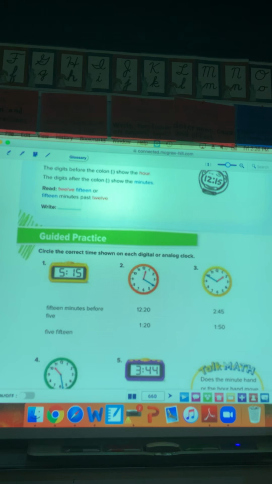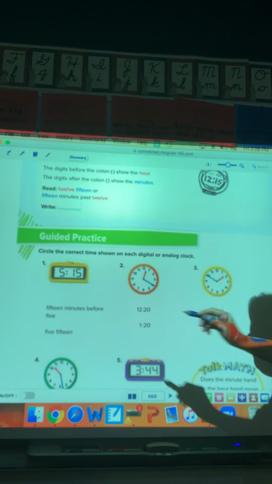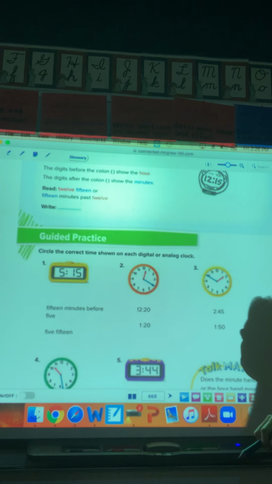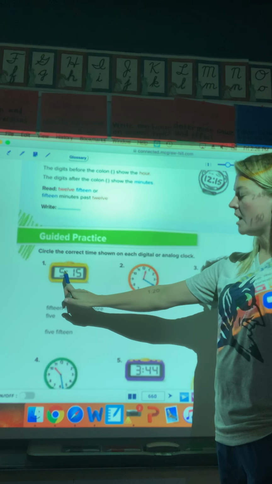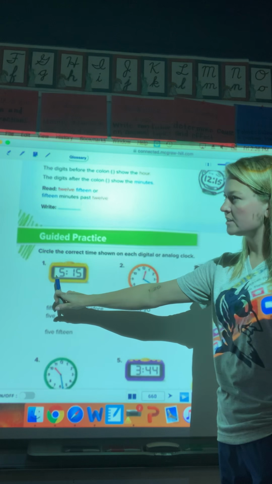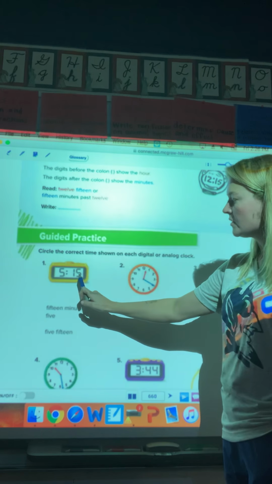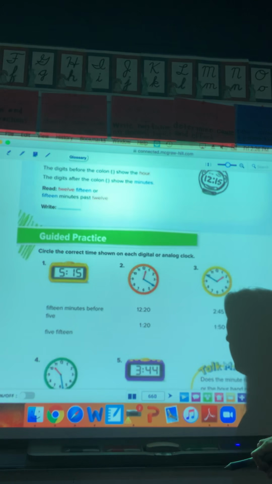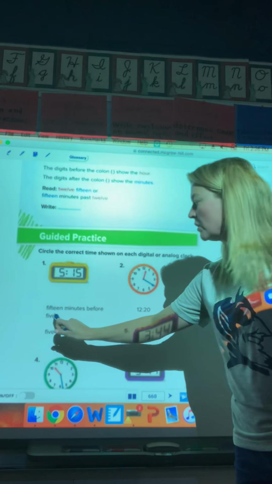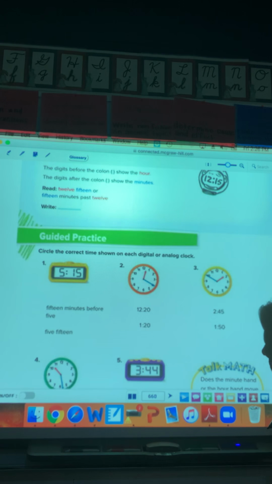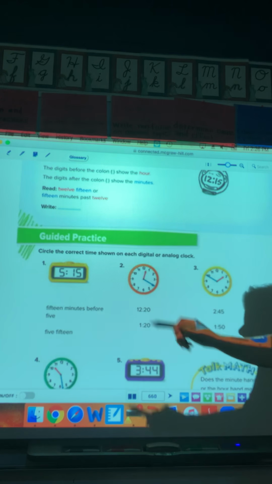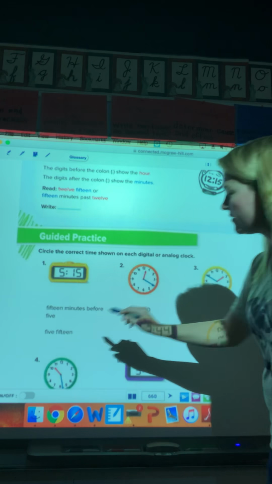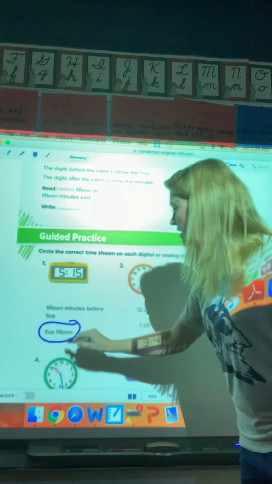What type of clock is that? Is that digital or analog? If you said digital, you are correct. This is a digital clock. The way we read the digital clock, we read the number on the left first as our hour, 5. The numbers to the right of the colon, minutes, 5:15. Is it 15 minutes before 5? No, because it's already been 5. It's after 5. It is 5:15.